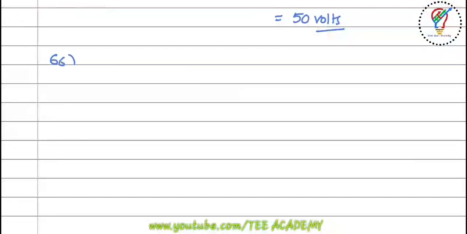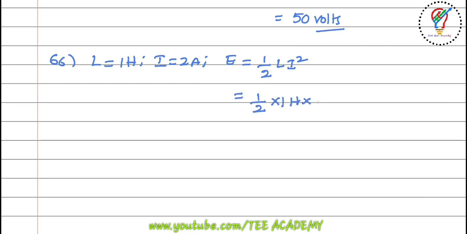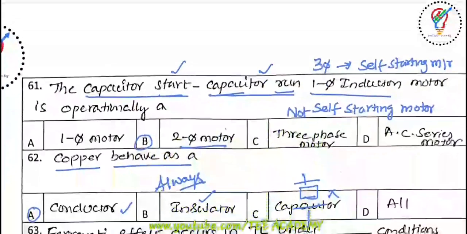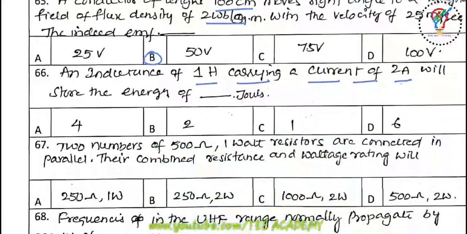In the 66th question, the L value is given as 1 Henry and the current is given as 2 amperes. I need to find the value of energy. E is nothing but half L into I square. What is the L value? L is 1 Henry, into I square, which means 2 square. So 2 square means how much do you get? 2 joules. So the answer is 2 joules, and B is the correct option.